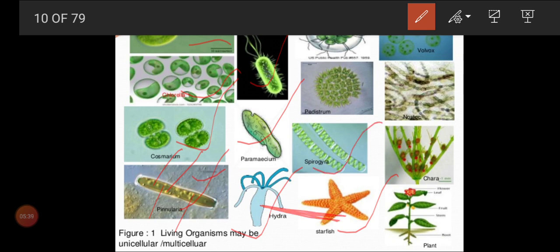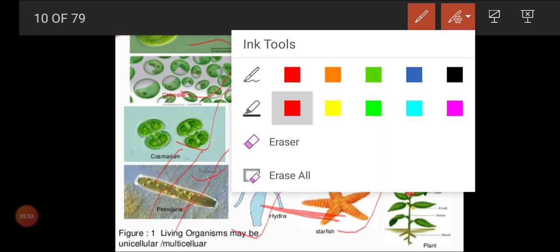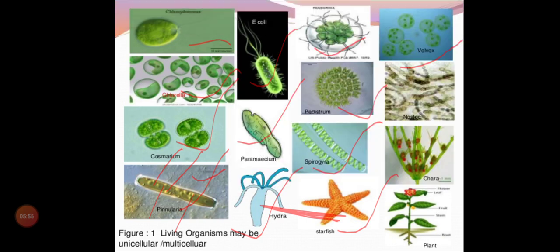Spirogyra algae and Pediastrum, this is an algae, and this is also algae. This is Volvox, I have told, many cells, but it is all surrounded by a mucilaginous sheath. So we can call it like a colony. Now look at this, this is also like a colony, this is also like a colony.